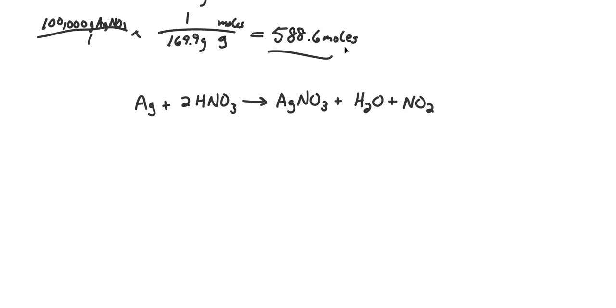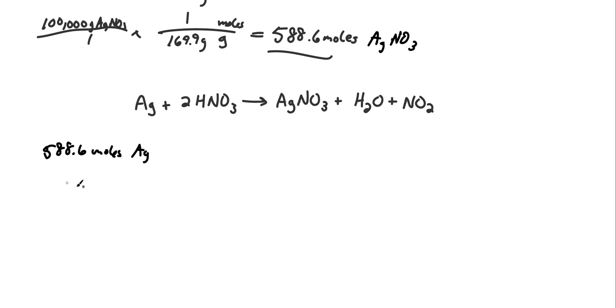Okay, so we know how many moles we got here, right? 588.6 moles of, here, let's label it, AgNO3, silver nitrate. Okay, so how many moles of silver are we going to need? Well, we're going to need 588.6 moles of silver because this is 1 mole to 1 mole, that's very easy.